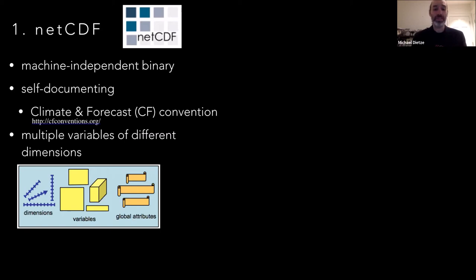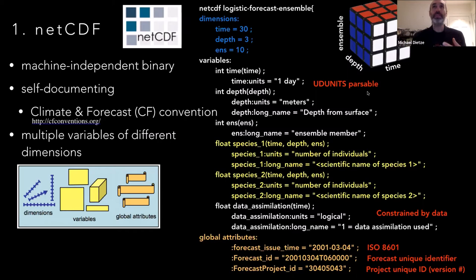Looking at how we might apply this to our Lotka-Volterra example, here our outputs have three different dimensions, time, depth, and ensemble. Within the variables, we'd first define each of those dimensions in terms of their units and their names and the actual values associated with them. We've proposed that units within our forecasting standard be UDUNITS parsable, so they're machine parsable.